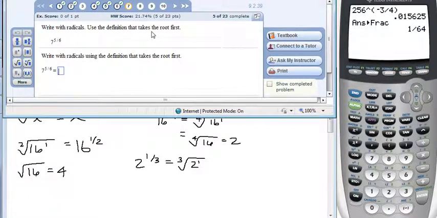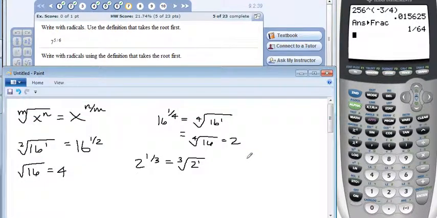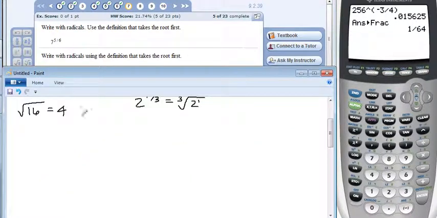All right, this is the same thing, except the directions are kind of goofy. It says write with radicals. Okay, so let's see what we've got going on here. 7 to the 5/6 power is 7 to the 5/6 power, right? 7 to the 5th and the 6th.